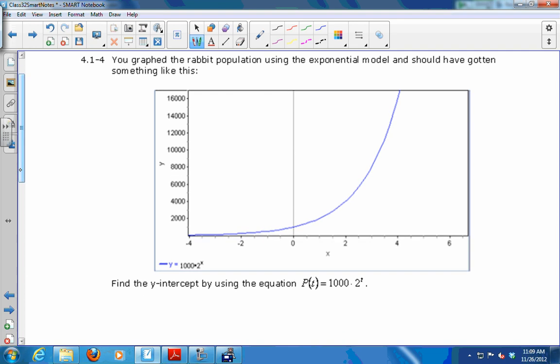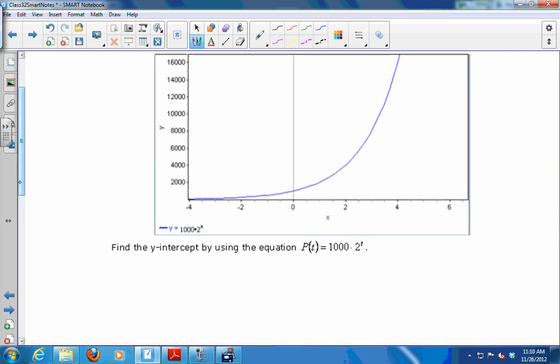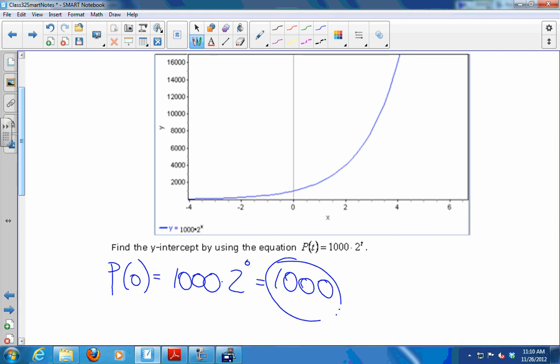So when we graphed the rabbit population, we saw a graph that looks something like this. How do you find a y-intercept in general? Set x to 0. So I'm going to do P of 0. That would be 1,000 times 2 to the 0, which is 1,000, because 2 to the 0 is just 1. So my y-intercept is 1,000, which is also my initial rabbit population, and it's a number in my formula.